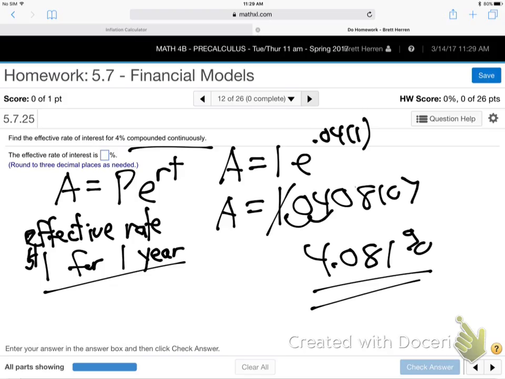Yeah. So the real effect, if they say 4% compounded continuously, really the effect on your money is every year they're going to increase, or if you're paying a loan, you're going to pay 4.081%. That's really what's happening. That's the real effect. Is that good? Questions I can answer?